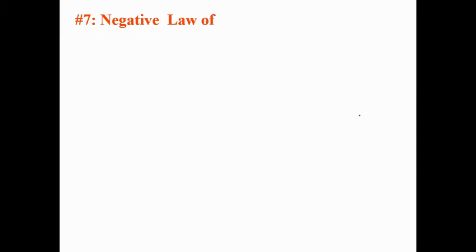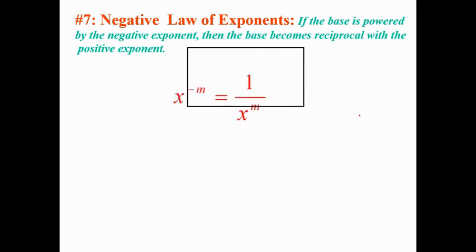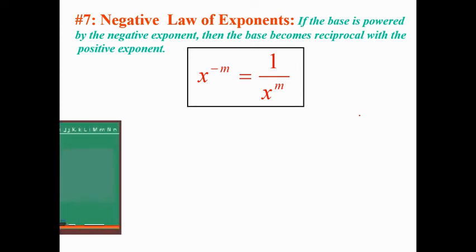Okay, what other rules do we have? We have the negative law of exponents. If the base is powered by the negative exponent, then the base becomes reciprocal with the positive exponent. What does this look like? All those words really mean if you have a negative exponent, then you're going to turn it into a fraction.